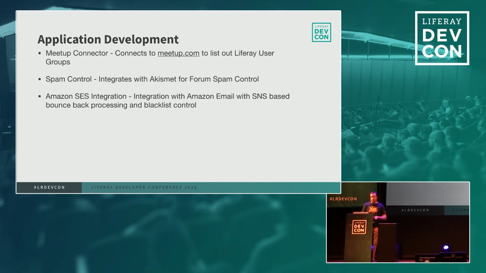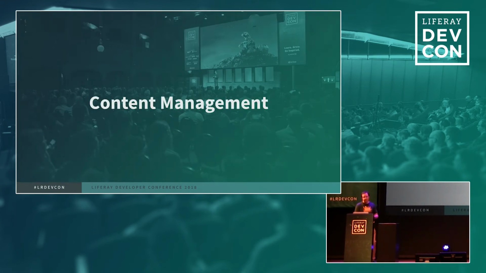Spam control was actually a 6.1 app that I migrated, which was interesting because it has a lot of Liferay integration. So model listeners, service wrappers, MVC action commands, because it heavily integrates with the forums. So it was actually a really good one. It was a good example. I also needed to customize the mail service impl for Amazon SES integration to process SNS bounce backs from SES. To be honest, that wasn't very straightforward, but we did get that working.